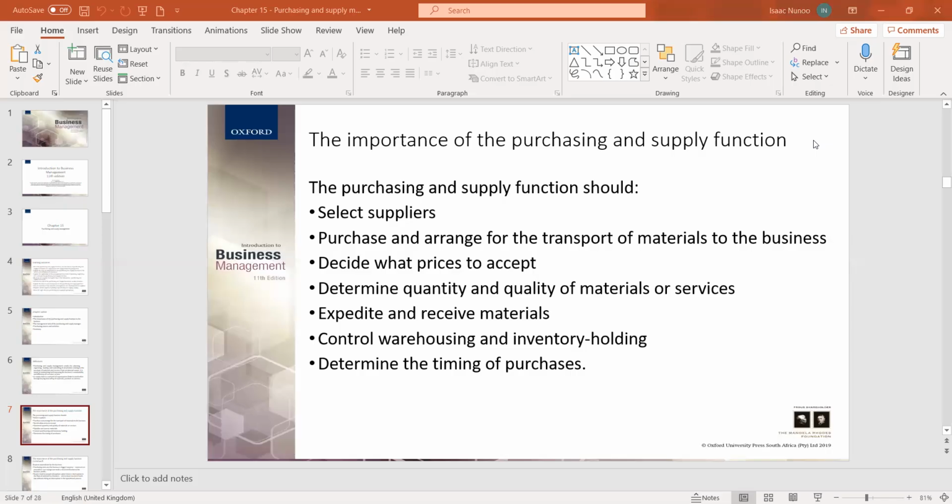Expedient and receive materials. In terms of when you order, are the materials going to arrive in time? Are they going to arrive in time when you need those goods to produce, or when those consumers need those goods to satisfy their want?